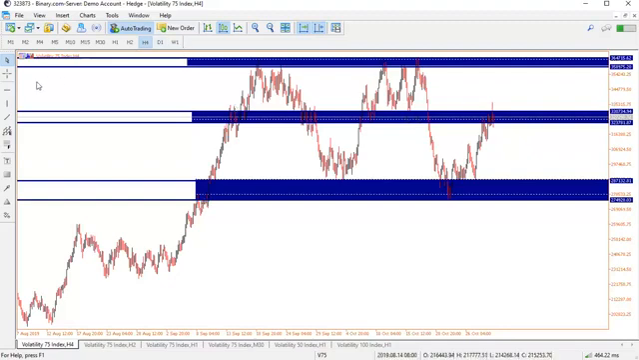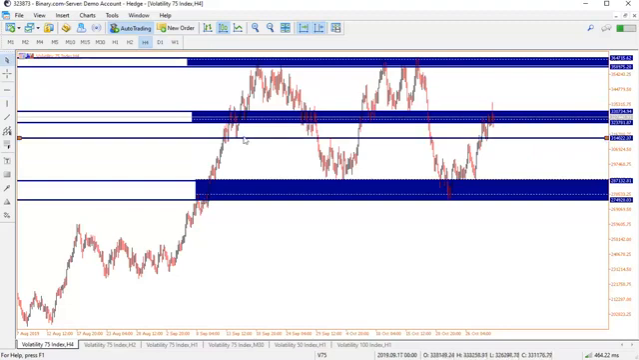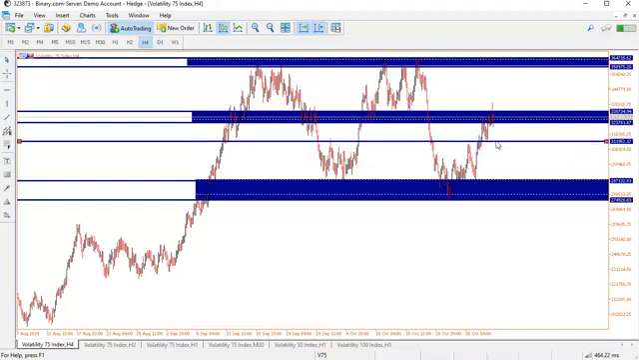Oh, and even here, this is another line. The market has been respecting here. It respected here, it respected here. Almost respected here and respected here. Let me try to adjust it. Okay, so this is what you're looking at right now.